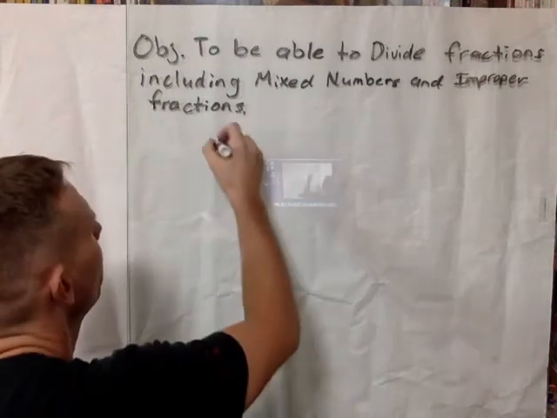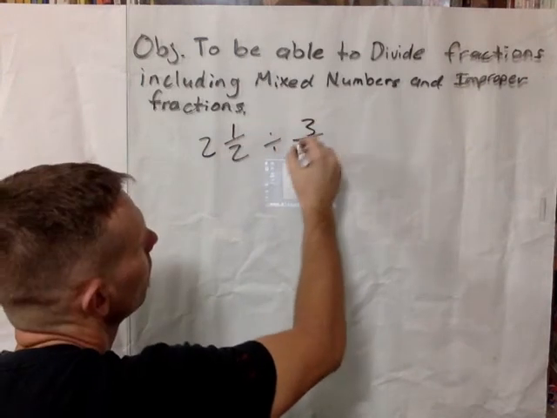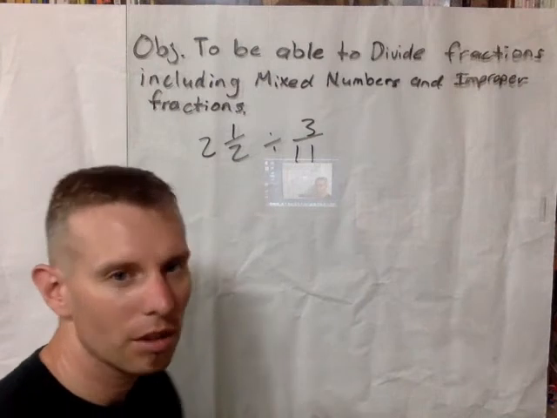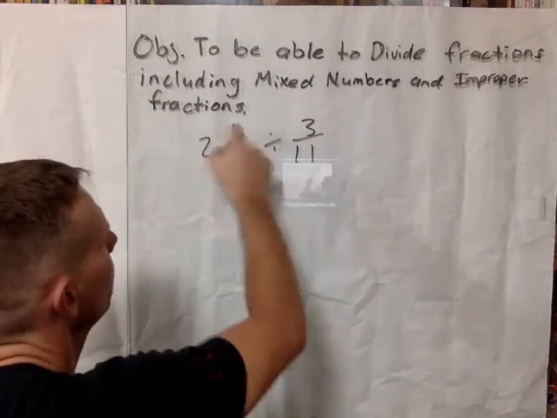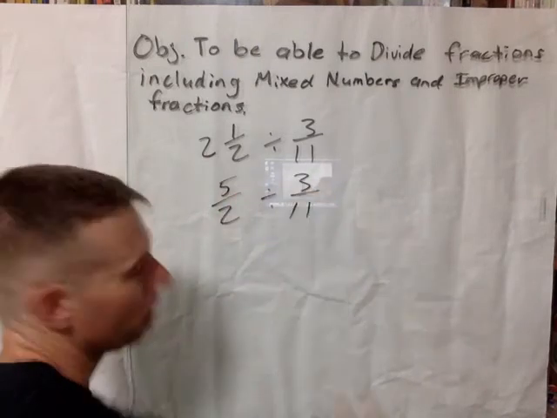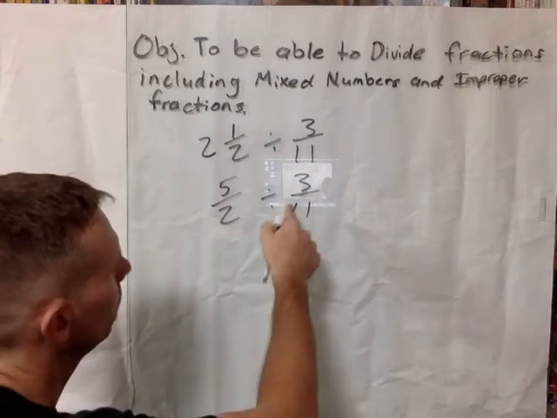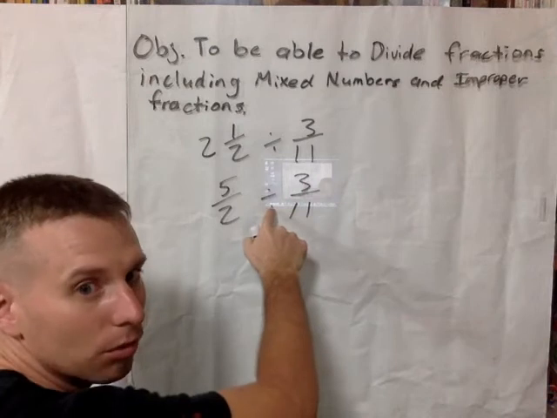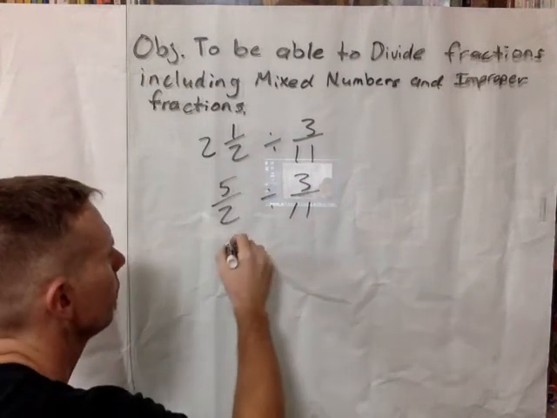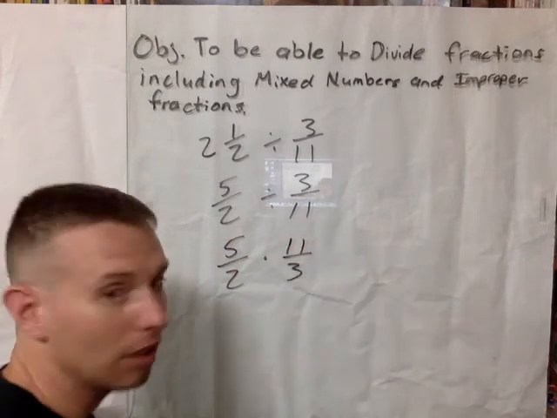Let's try 2 and 1/2 divided by 3/11. Well, step 1 is to convert any mixed numbers to improper fractions. So we'll go ahead and do that. That's going to give us 5/2 divided by 3/11. Now, the next thing we need to do is to change this to multiplication and then take the reciprocal of the second fraction. So that's 5/2 times 11/3.